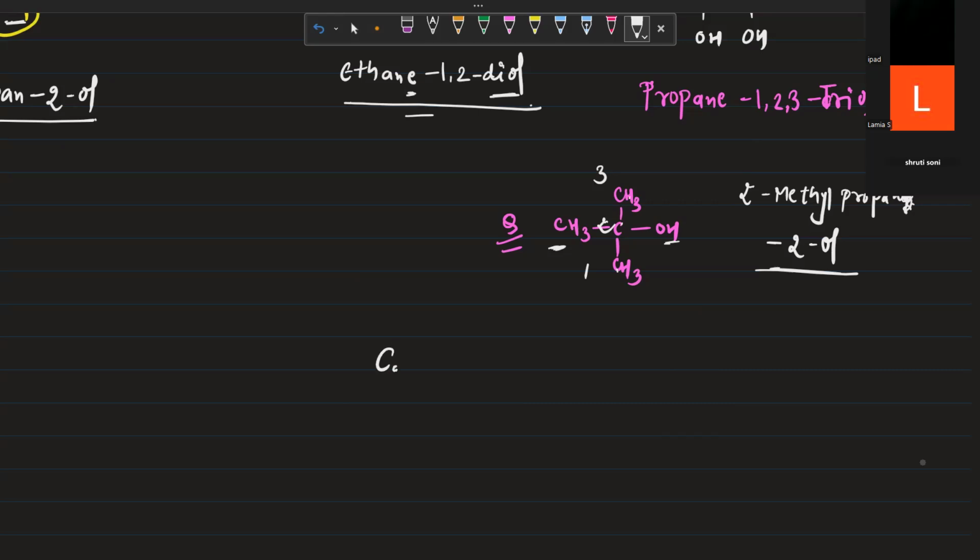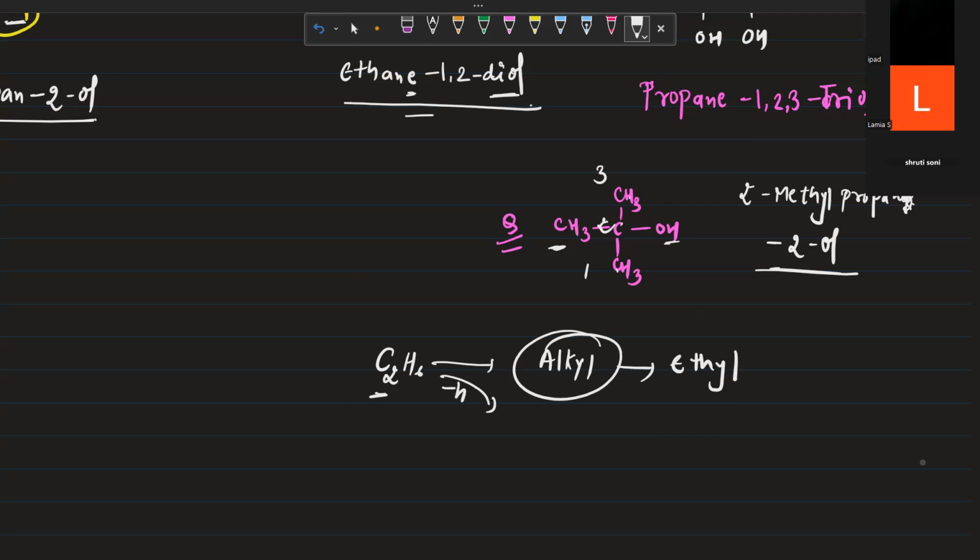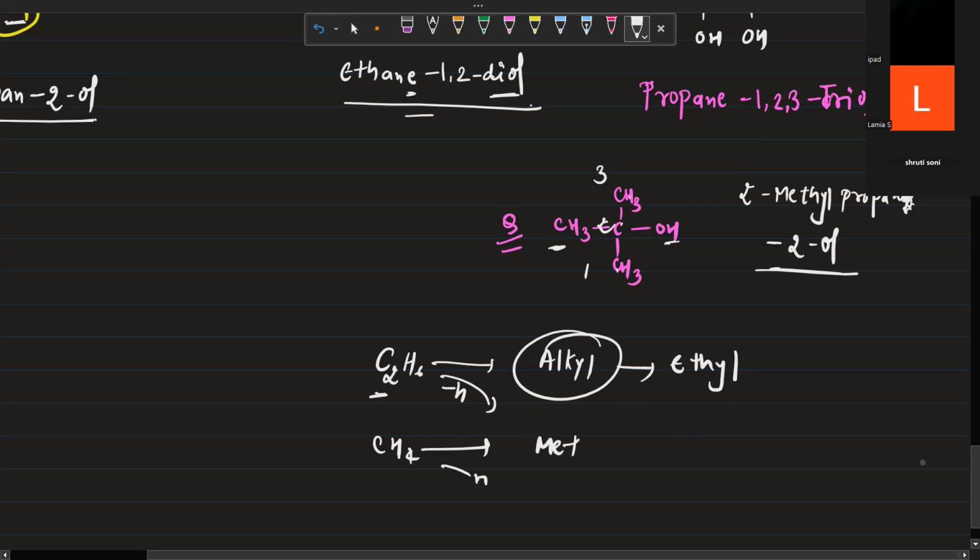Yeah, any alkane. Let's suppose I have C2H6. Whenever one hydrogen is removed from that, it converts into an alkyl group. But if we specify which sort of alkyl it is, with two carbons, it will be an ethyl group. Understood? And if there is CH4, when one hydrogen is removed, it will be a methyl group. But a methyl group is also known as an alkyl group, because alkyl group is a general way to represent any alkane with one hydrogen less.